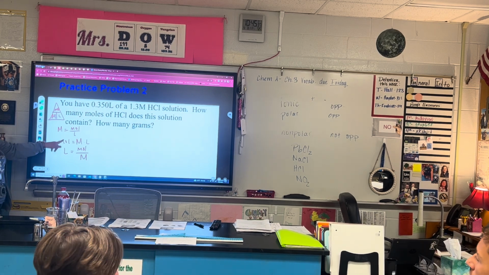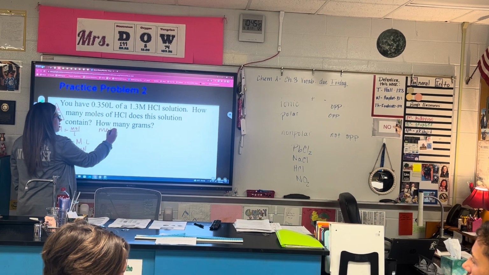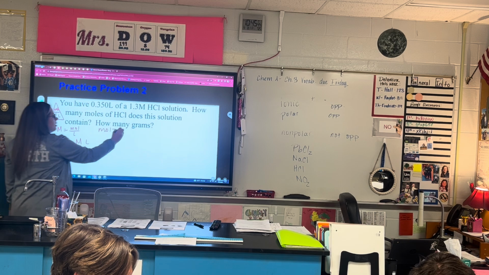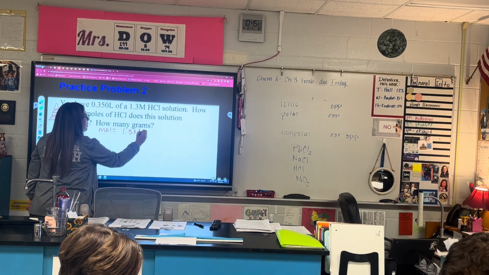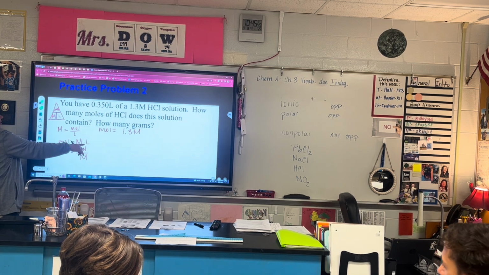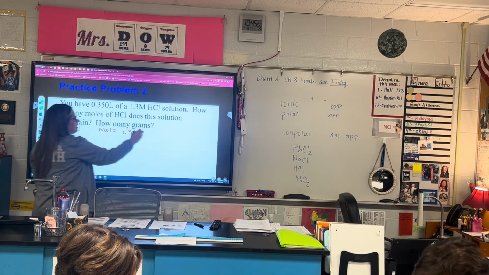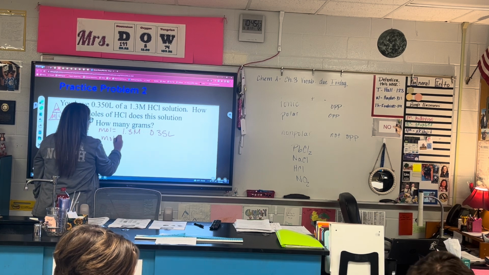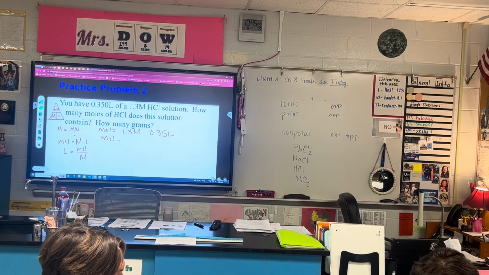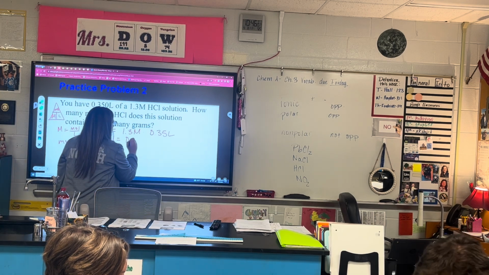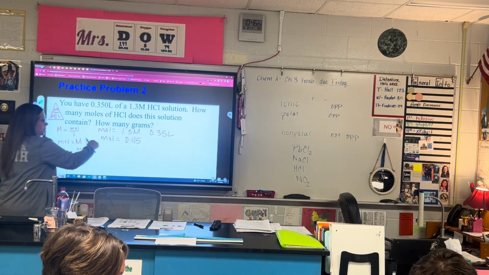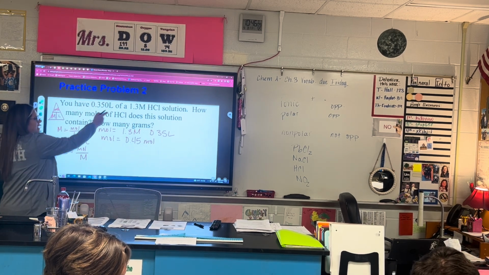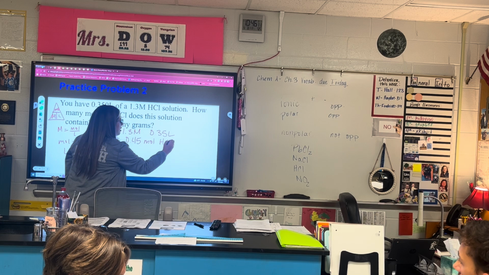Alright, so we're looking for moles. So our moles are going to equal our molarity, which is 1.3 molar, times our volume, which is 0.35 liters. So our first answer is, what'd you get? 0.45? And that would be moles, because we're looking for moles. And that's HCl. So that's our first answer, right?